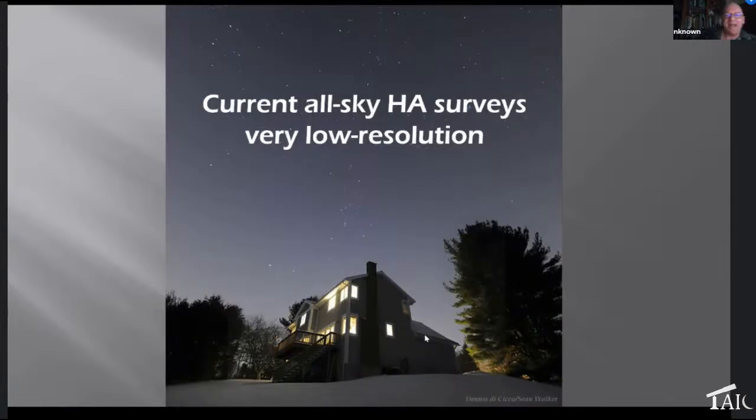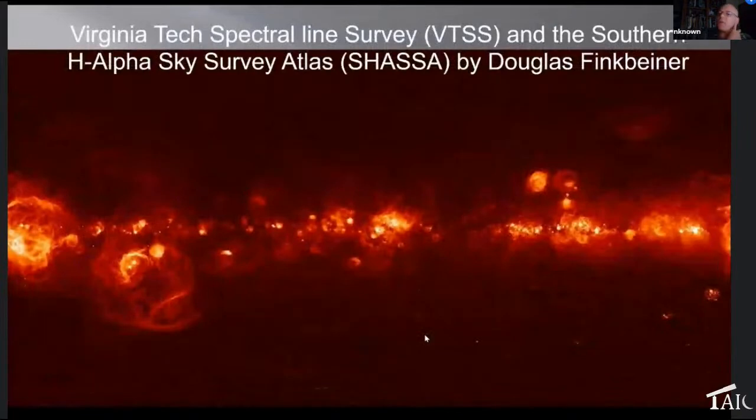All right. At the time, current all-sky H alpha surveys were very low resolution. This one is probably the most famous, and you can access it online pretty easily. This is the Virginia Tech Spectral Line Survey. And this was mostly done at radio wavelengths, I believe.